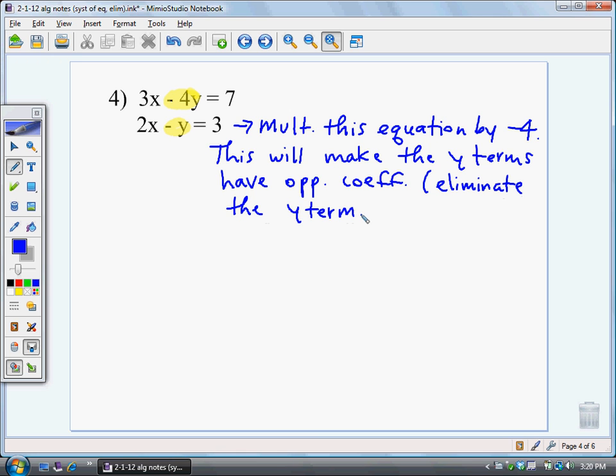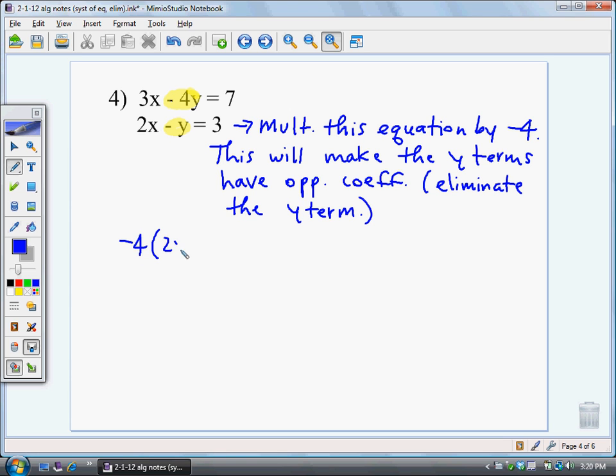Remember what the goal is in elimination. That's why they call it elimination. We want to eliminate either the x or the y by combining, and that's why they call it linear combinations as well. We're combining the two linear equations to make just one equation that has just one variable. So I'm going to multiply the bottom equation by -4.